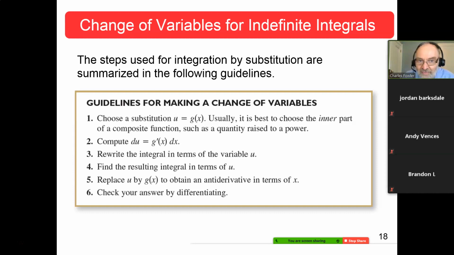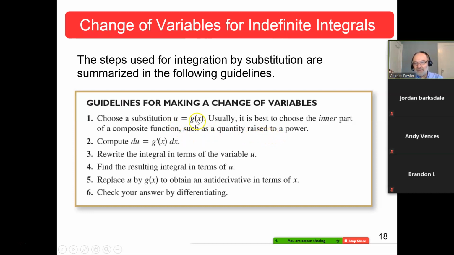Steps used for integration by substitution are summarized in the following guidelines. First, choose a substitution, let u equal g of x. If you think in terms of g of x, that's fine. What I say, find the innermost part of the most complicated part of your integrand, let that be your u. They call it g of x, that's fine. Usually it is best to choose the inner part of the composite function, such as the quantity raised to a power. That's what I was saying.